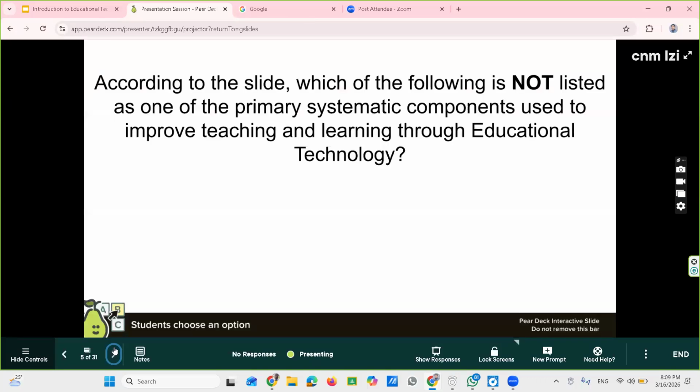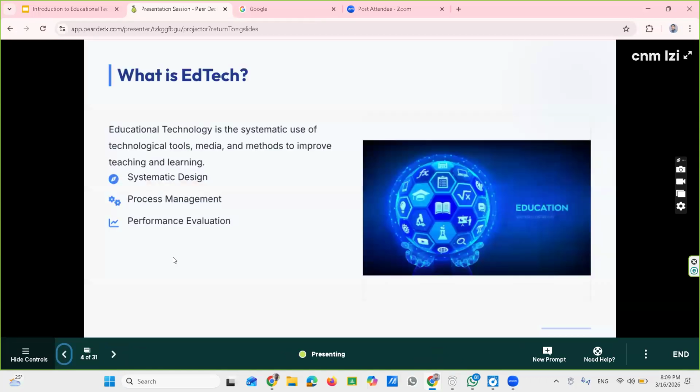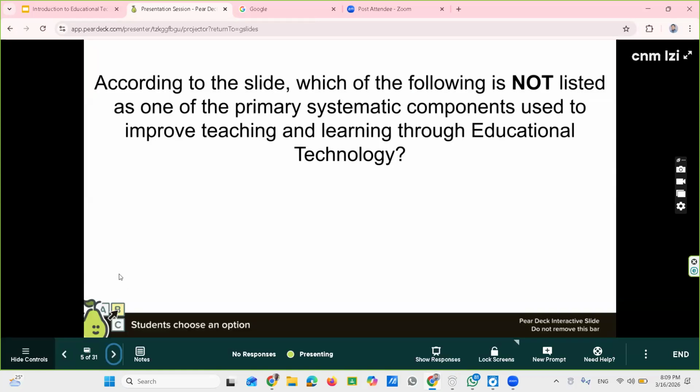Right, move to the next slide. Then again, another question, similar to the previous one. According to the slide, I think that earlier I mentioned you got the short note or screenshot. I assume that all of you have the short notes or screenshot here, because this information is needed to do these activities. Right, I move into the activity now. According to the slide, which of the following is not listed as one of the primary systematic components used to improve teaching and learning through educational technology? Try to answer.